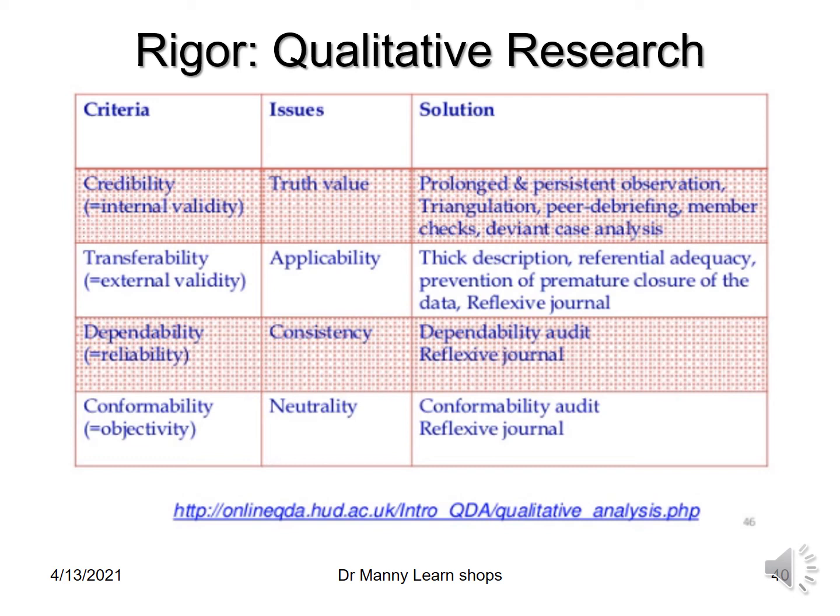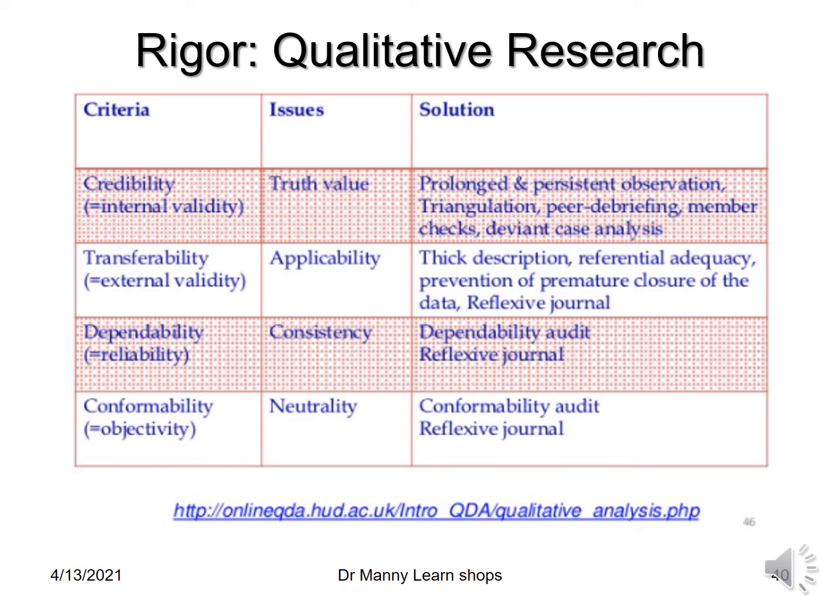You're being transparent. When it comes to transferability, we talk about thick descriptions, referential adequacy, preventing premature closure of the data, and using a reflexive journal, which means we're talking about getting a lot of data, stopping data collection only when you've got data saturation, and being reflexive about your data.